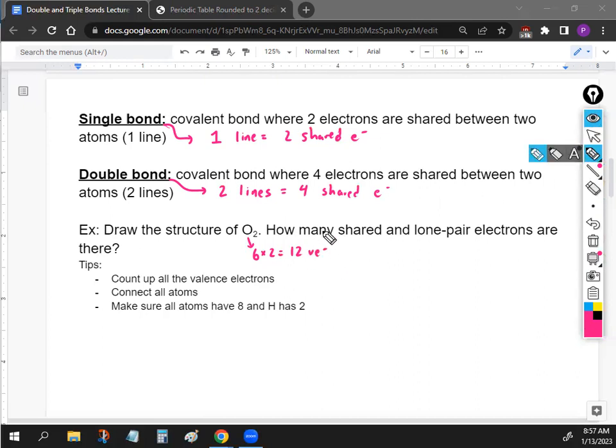Alrighty, so if we take a look at O2, it's made out of 2 oxygens, right? So we're gonna draw 2 oxygens, so O and O. Okay, so 2 oxygens. And what we have to do is first we need to connect them together, right? So we're gonna draw one line in between them. Okay, so if we draw one line, how many electrons did we use? 2. So now we have 10 left over.